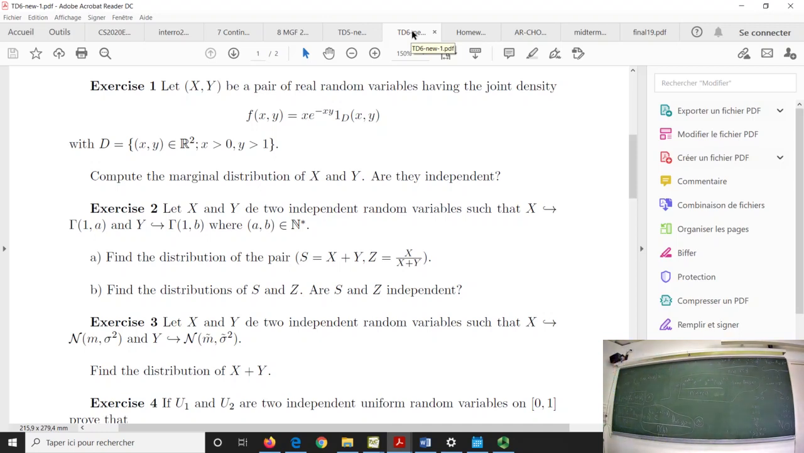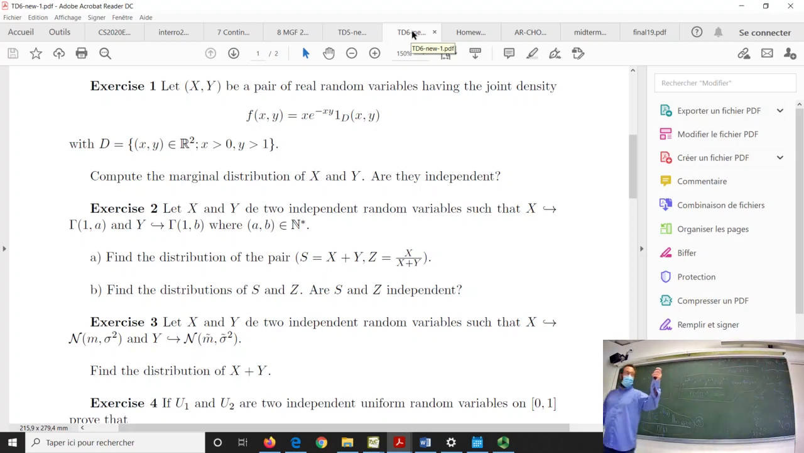And then they told me that I have to compute what is the density of S and the density of Z and see if they are independent. Okay? Are they independent? Yes, because in fact you see that here, and here you have expression depending on S. Here, and here you have expression depending on Z. It means that you can separate the variables. So they are independent. I can express the joint density as a part depending only on S and a part depending only on Z. They are independent.